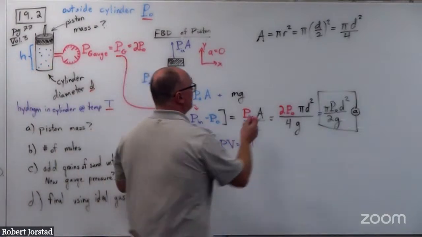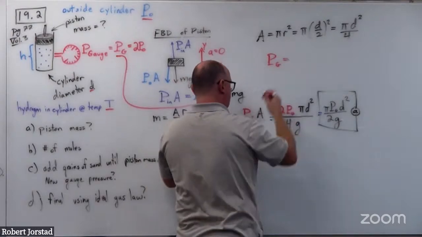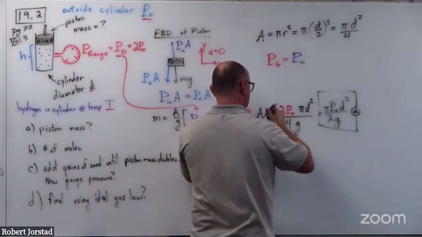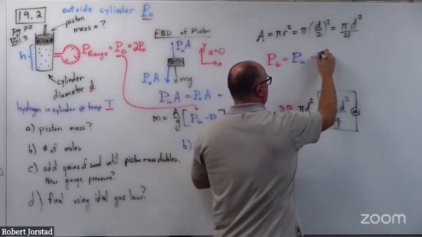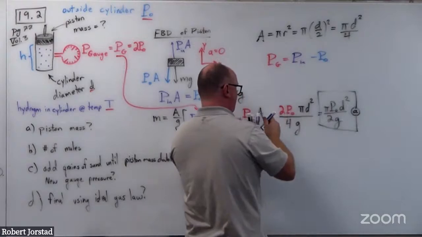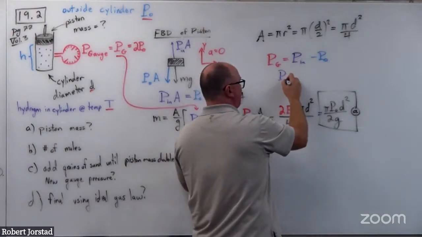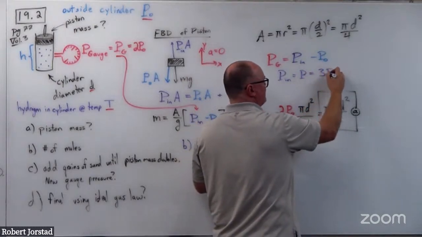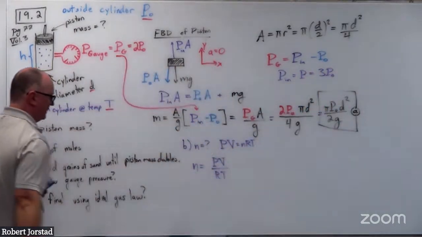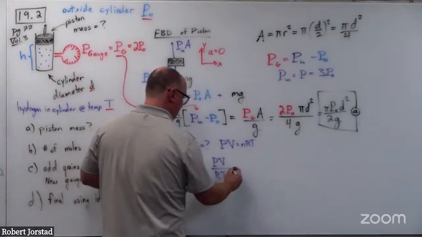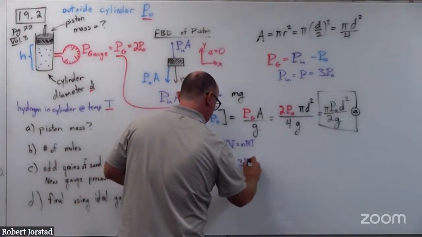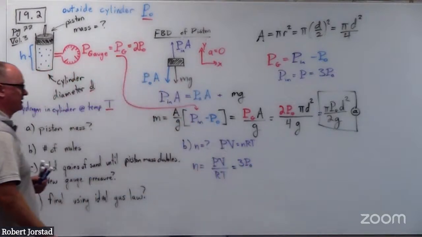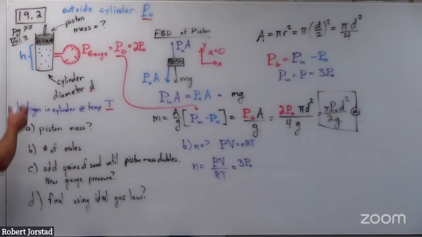We know P gauge equals P in minus P naught. So moving that over, we should see that P inside is the pressure that we want to use for P equals nRT, which is 3P naught. All right, so then here, 3P naught, what's the volume of the cylinder? Area of the base times the height.